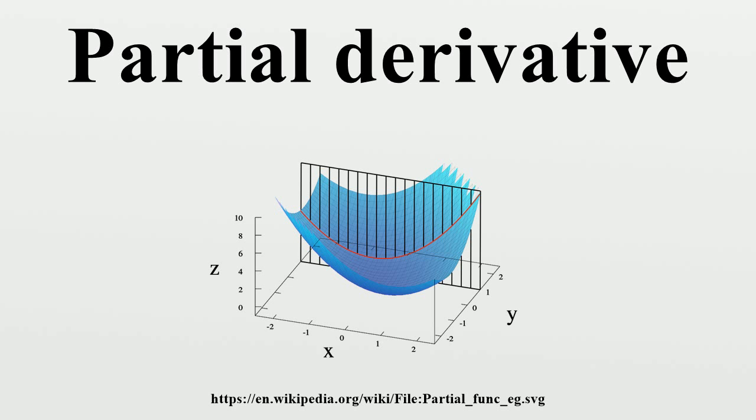Here ∂ is a rounded d called the partial derivative symbol. To distinguish it from the letter d, ∂ is sometimes pronounced "partial" or "del" in general. The partial derivative of a function f in the direction x_i at the point a is defined to be the limit of the difference quotient, where all the variables except x_i are held fixed.